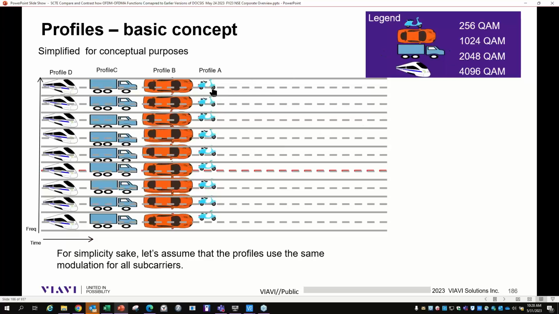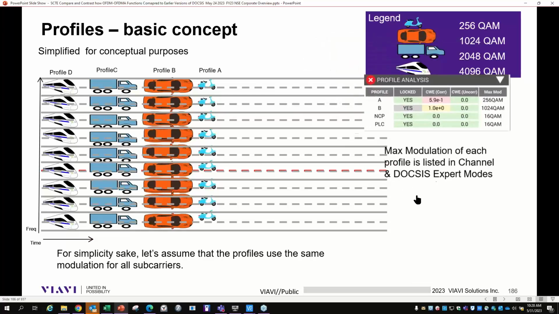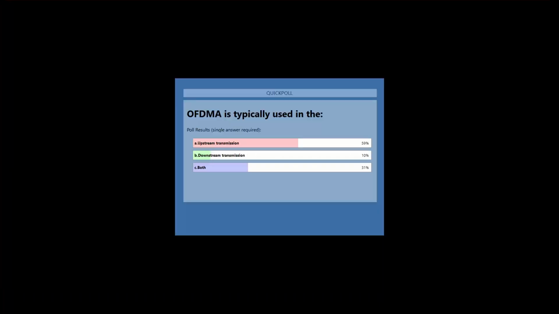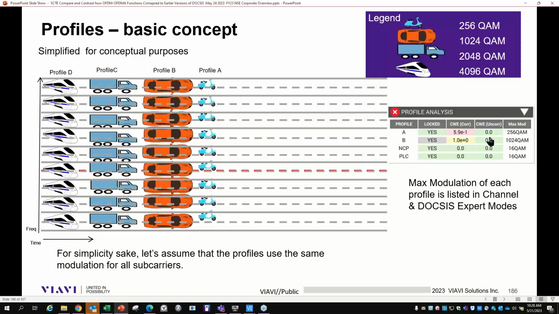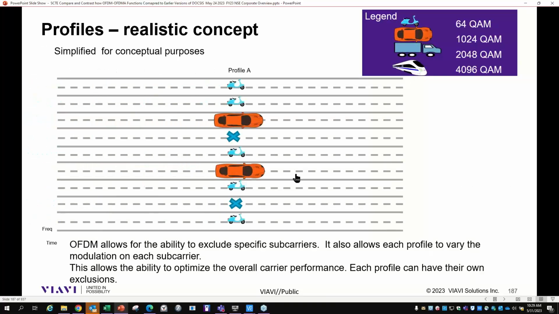If you look at the motorcycle up here, and the train example, these are different types of modulation. Again, this is a basic example. The meter tells you the max modulation for the different profiles that you're running. This is an example of a system just running A and B profile. Most systems run at least 4 or 5 profiles in most cases.